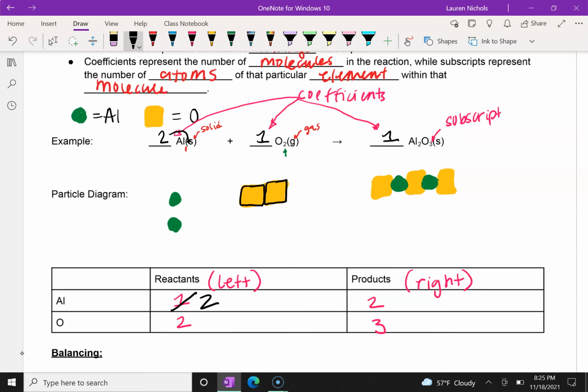And oxygen, however, is still not balanced. I have 2 and 3. Now, unfortunately, even if I add another molecule here of oxygen, which would look like this, that changes this to a 2, but 2 times 2 is 4. That still doesn't really fix it. So what you have to remember is that when you're balancing and you have an odd-even situation, you're probably going to be looking for the least common multiple.